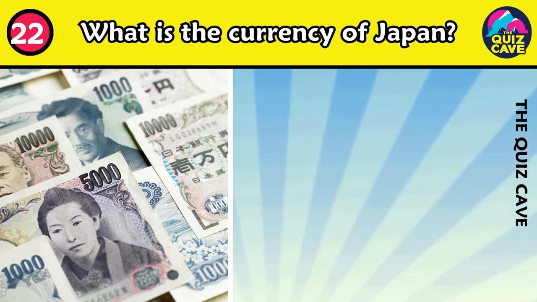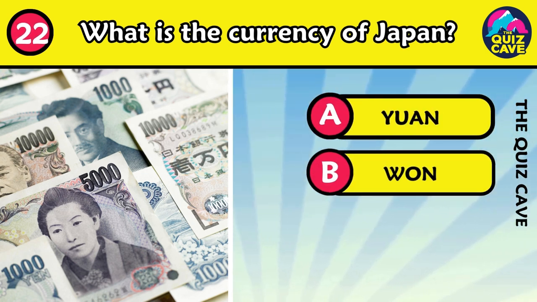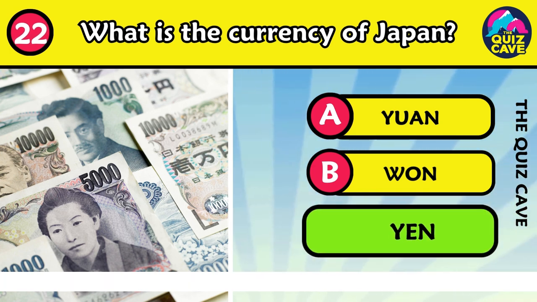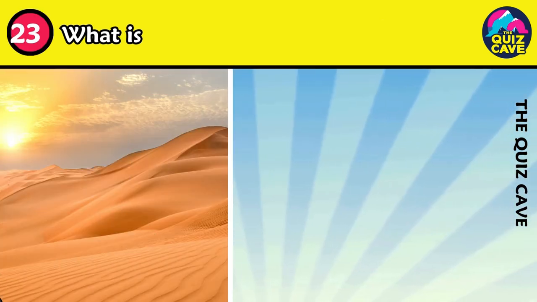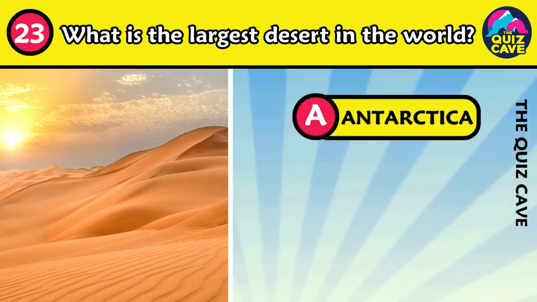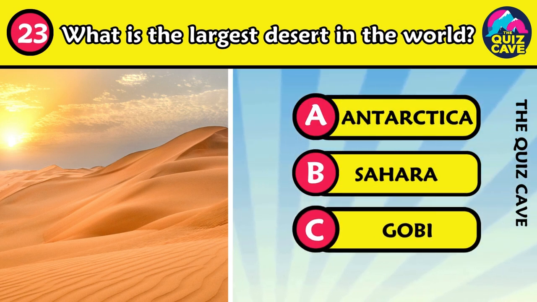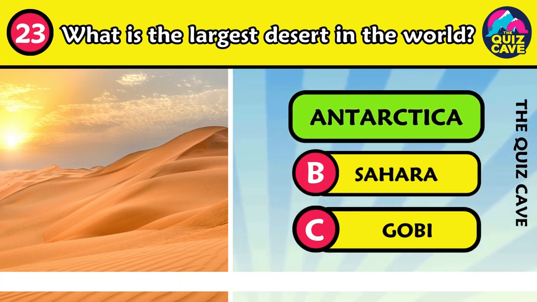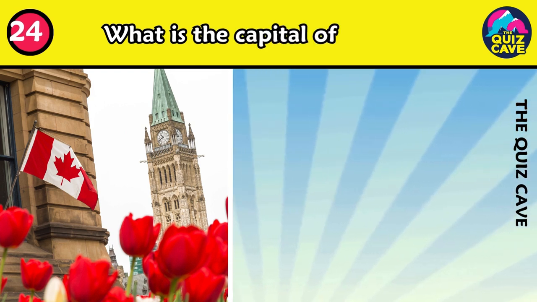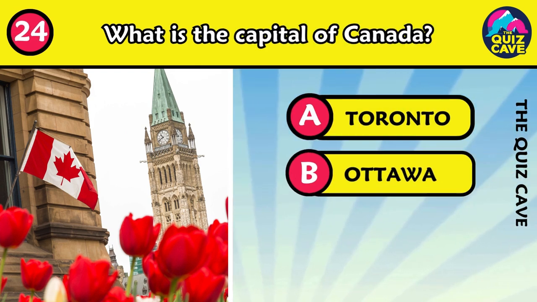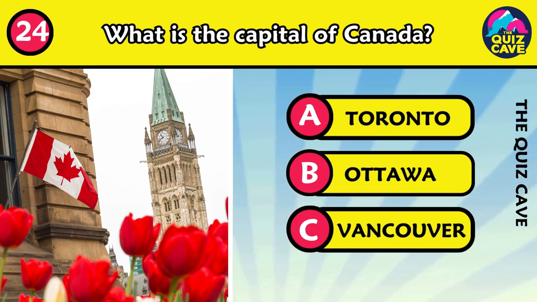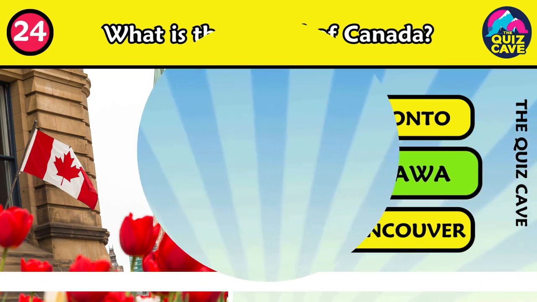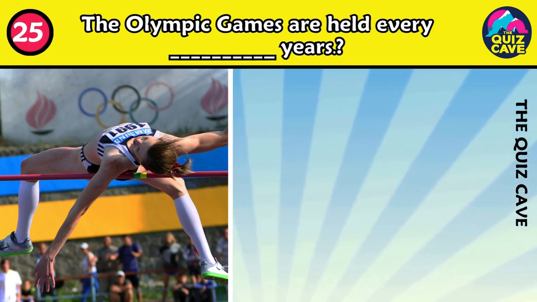What is the currency of Japan? Yen. What is the largest desert in the world? Antarctica. Well done. What is the capital of Canada? Ottawa. The Olympic Games are held after every how many years?